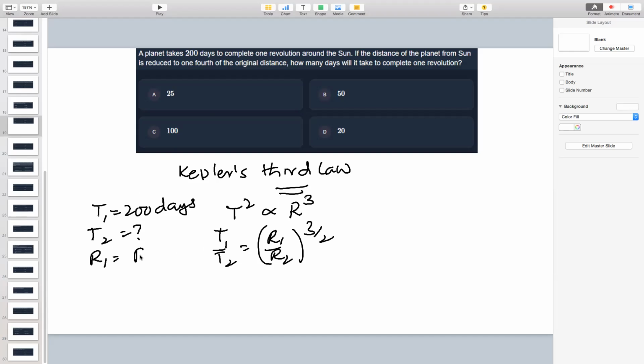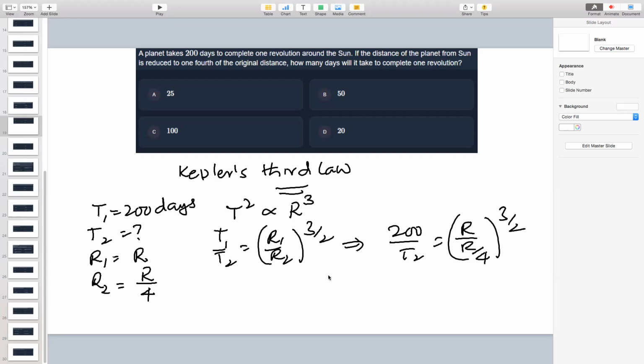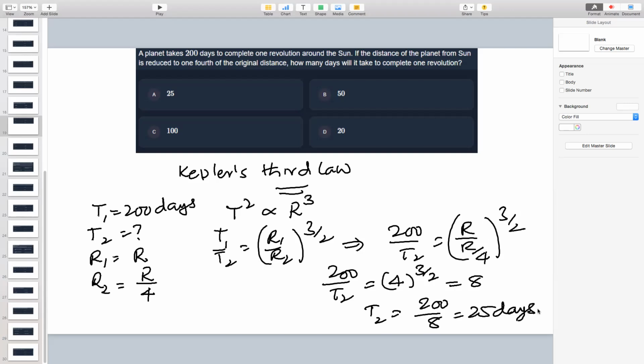R1, let us consider the initial distance of the planet is R. And R2 is reduced to 1/4, that is R by 4. So this becomes 200 by T2 equal to (R divided by R by 4) to the power of 3 by 2. 200 by T2 equal to 4 to the power of 3 by 2. This is equal to 8. Then we get T2 equal to 200 by 8, which is 25 days. So this is your answer. We go for the next question.